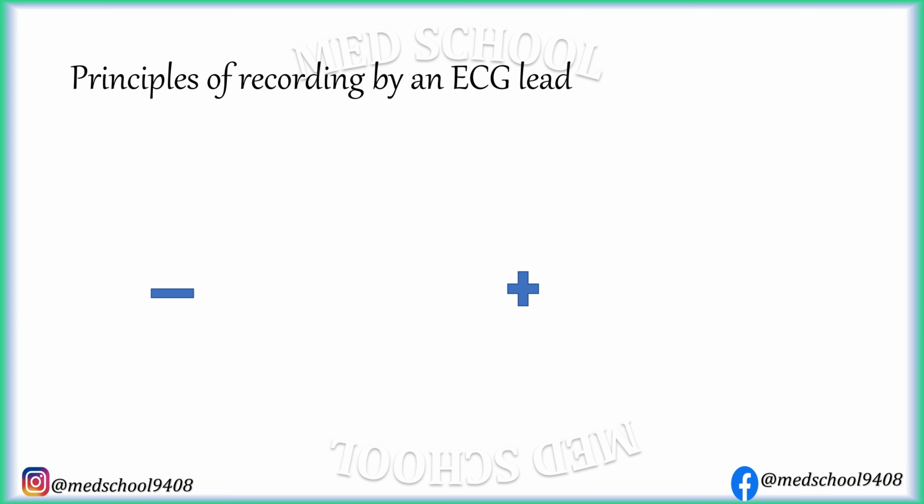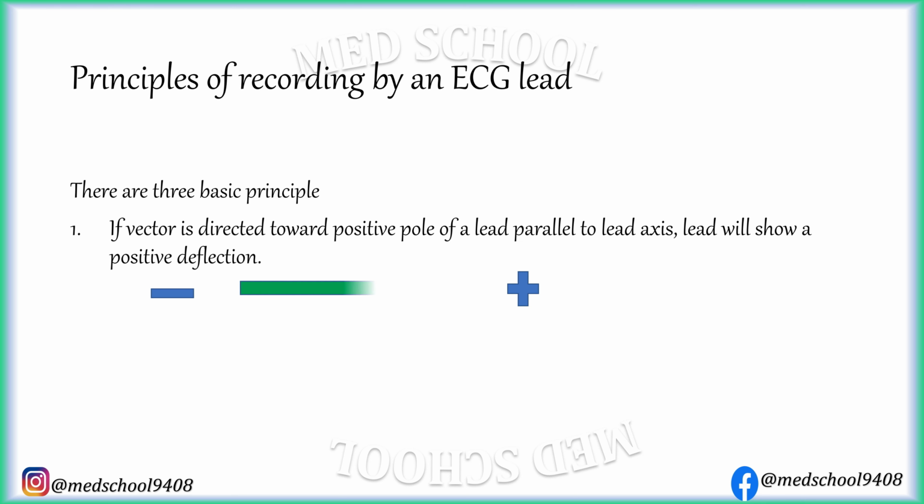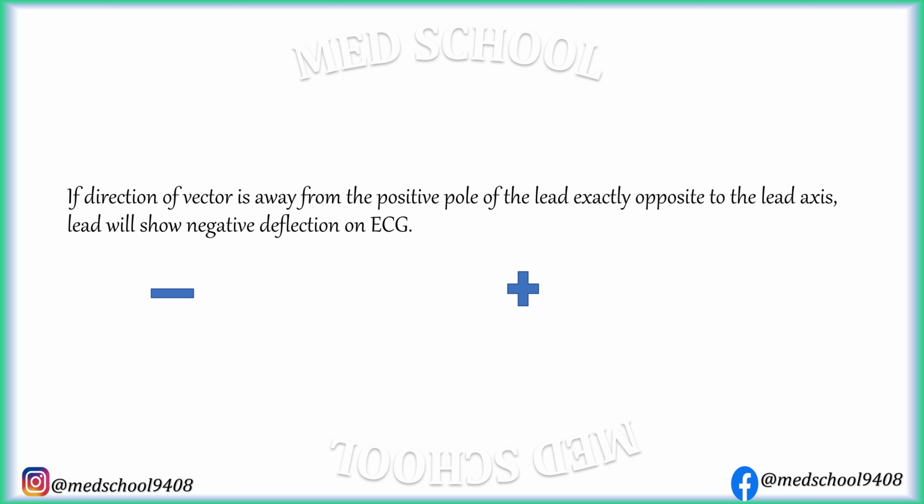Let's start principles of recording by an ECG lead. There are 3 basic principles. If vector is directed toward positive pole of a lead parallel to lead axis, it will show a positive deflection. If direction of vector is away from the positive pole of the lead, exactly opposite to lead axis, lead will show a negative deflection.